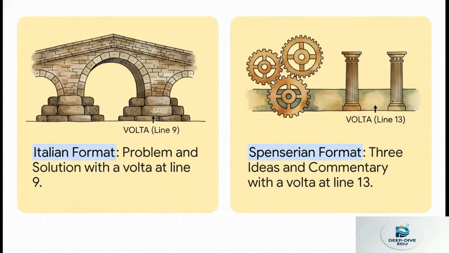And here's the really cool part. Because the physical blueprint is different, the mental argument changes too. In the Italian format, you usually get a problem presented in the first 8 lines and then a solution in the final 6, pivoting on a turn or volta right at line 9. But Spenser's format? It allows him to build 3 interconnected ideas across those overlapping quatrains before finally dropping a distinct commentary in the concluding couplet. His volta gets pushed all the way back to the incredibly late 13th line.